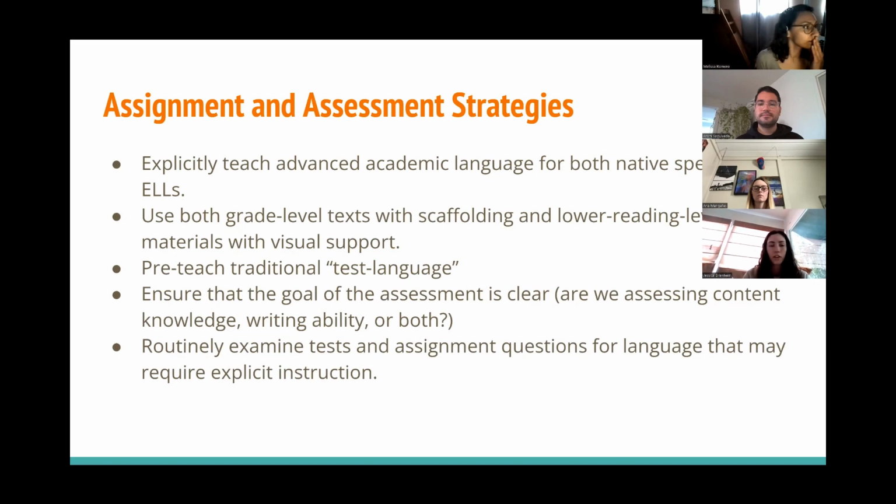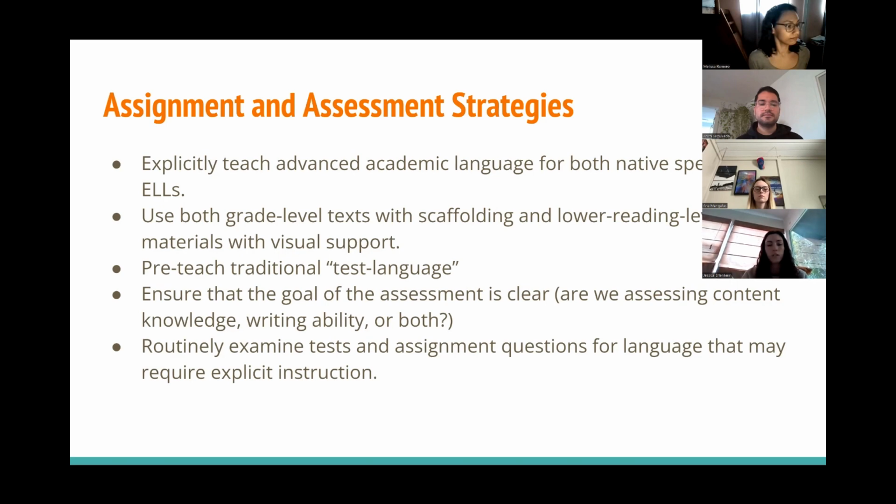And just a few more strategies. It's important to explicitly teach some of the more advanced academic language, and this supports not only ELLs, but also native speakers as well. As for grade level texts, these should be met with scaffolding to support students in reading them. And they should also be given some lower reading level materials, but with visual support as well.